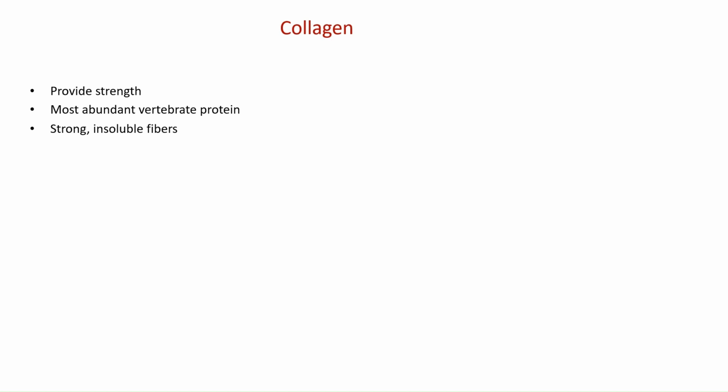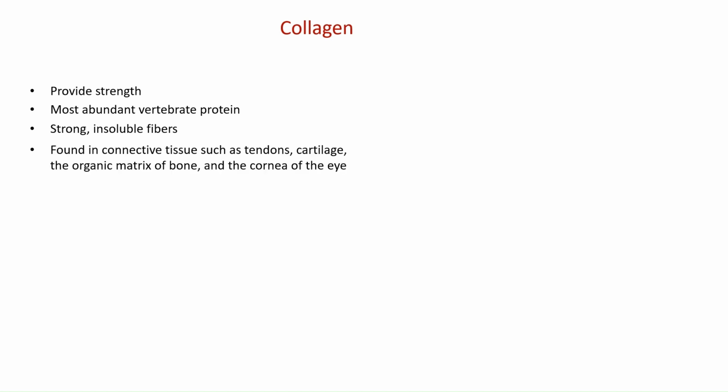Collagen is strong. It is insoluble because it is a type of fibrous protein, and as we studied already that fibrous proteins are insoluble in water, and hence the collagen is. Collagens are found in connective tissues such as tendons, cartilage, organic matrix of bone, and the cornea of the eye. Collagen consists of three polypeptide chains.